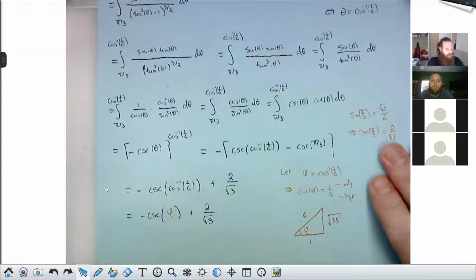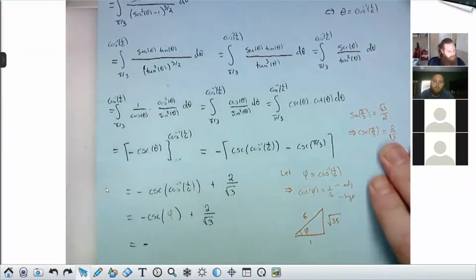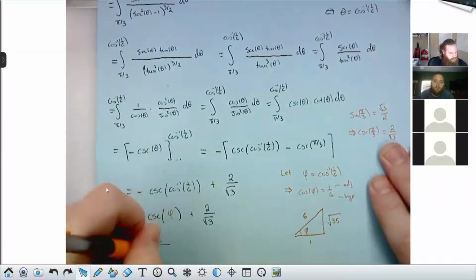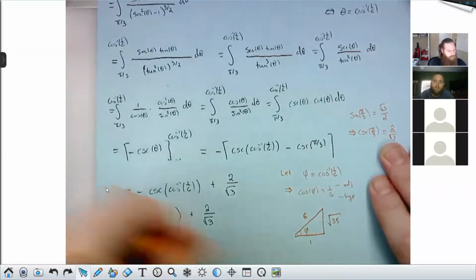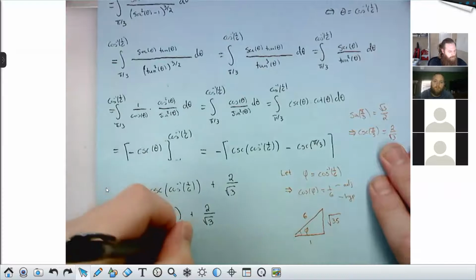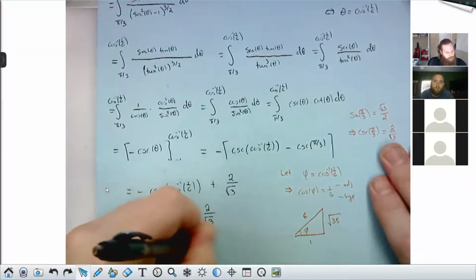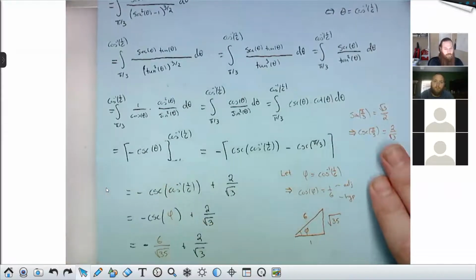So I can look over to my triangle and say, okay, what is the cosecant of phi? Well, it should be the reciprocal of the sine of phi. The sine of phi is root 35 over 6. So 6 over root 35. Yeah, so this is going to be negative, I'll write it in orange, 6 over the square root of 35, because it's coming from the triangle there. And then we've got plus the 2 over root 3 from earlier. And that's it, you're done.